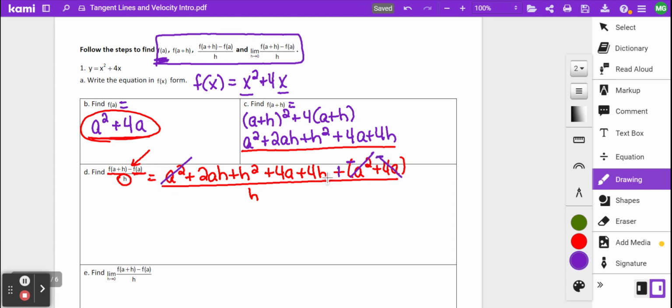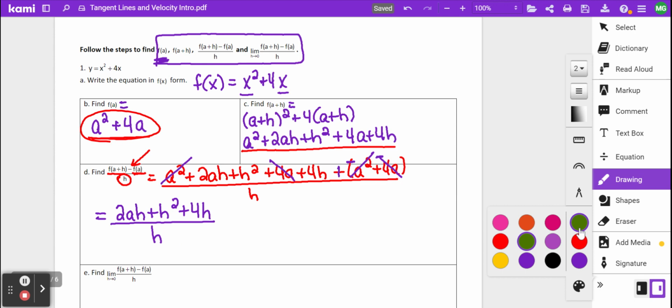Negative 4a cancels with positive 4a. Let's look and see what that leaves us with. We have 2ah plus h squared plus 4h, all divided by h. And do you notice something about every single term?